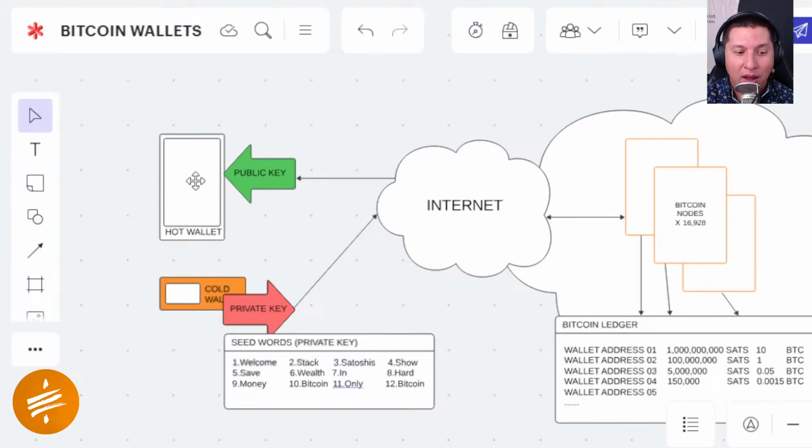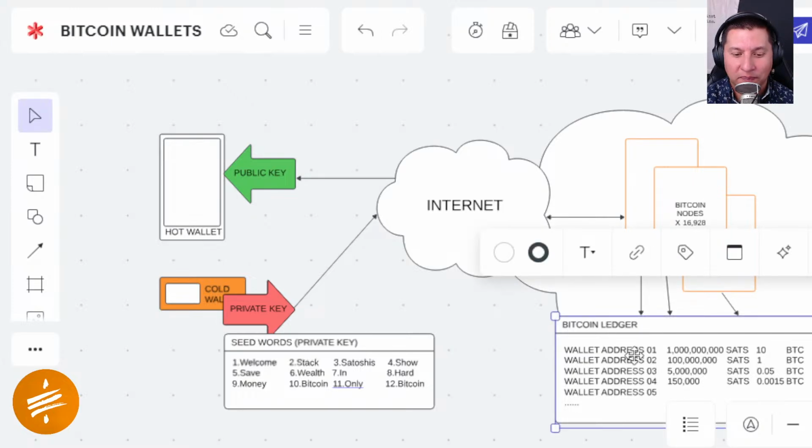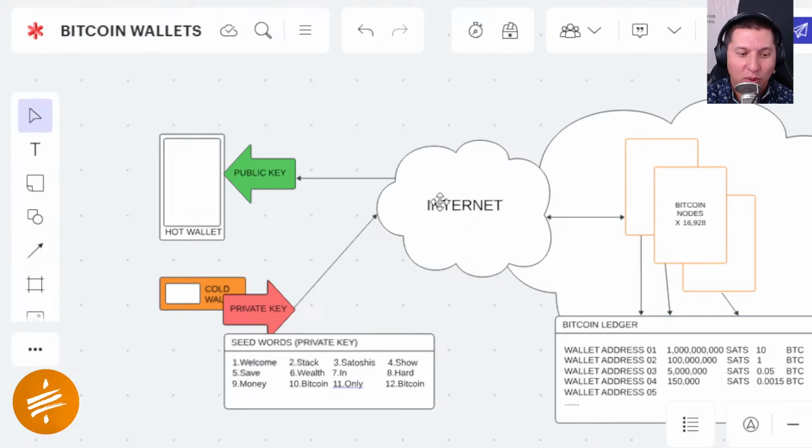So the app, it doesn't hold any Bitcoin for you. All it does is it goes to the Bitcoin network and says, "Hey, I'm looking for the balance of wallet address 1." And then it just reports it back and displays it for you in whatever format the developer wants you to see it in, or whatever setup you have.